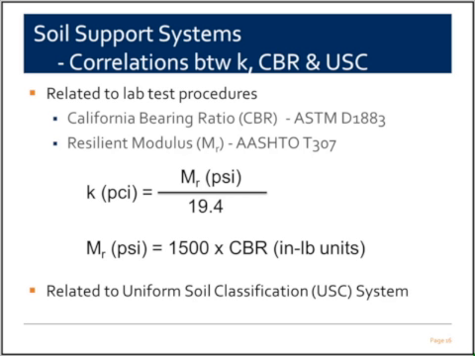K can be correlated, has been correlated, to what's called the California bearing ratio and resilient modulus. These are tests mostly used in roadway construction work. And these formulas come directly out of ACI 360, and we can also relate it to the Unified Soil Classification System. The California bearing ratio is the older test. The resilient modulus is the newer semi-empirical mechanical test and is considered more realistic.